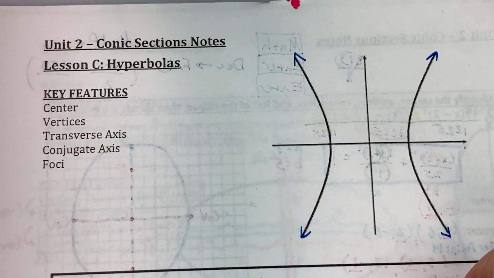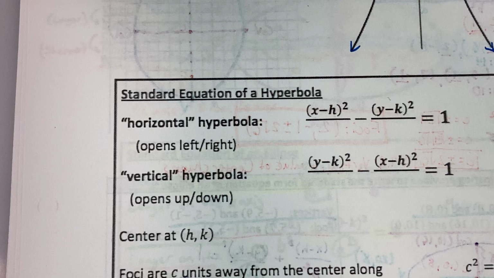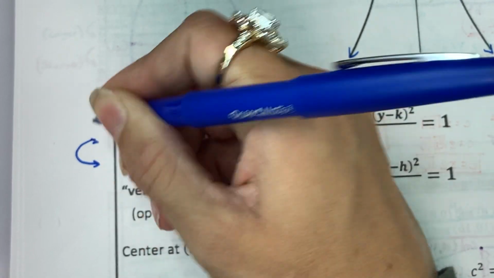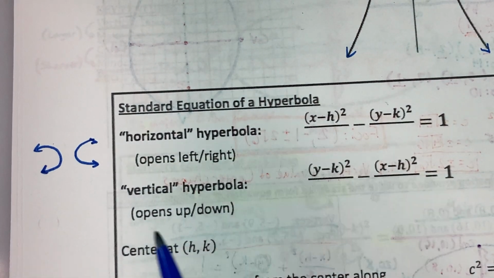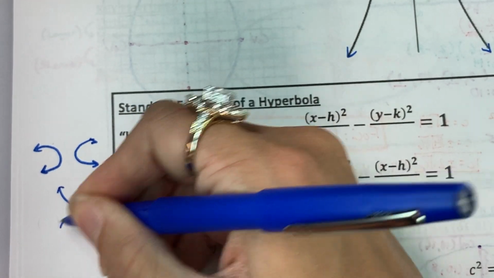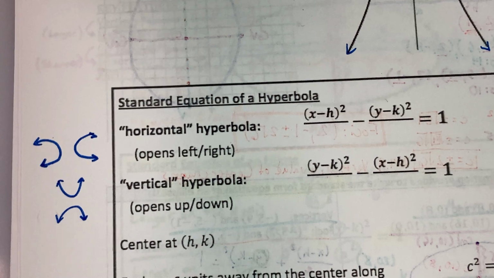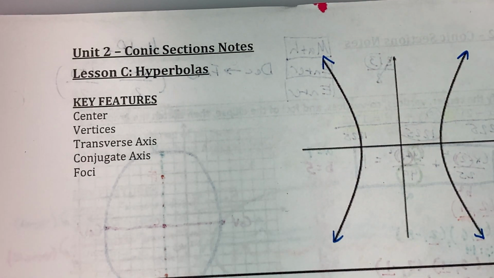And I don't show the second orientation for hyperbolas here, so we're going to go ahead and do that down by these definitions. A horizontal hyperbola opens left and right, like the image we have above, but a vertical hyperbola opens up and down. Similar to how I can have a horizontal ellipse or a vertical ellipse, I can have a horizontal or a vertical hyperbola.